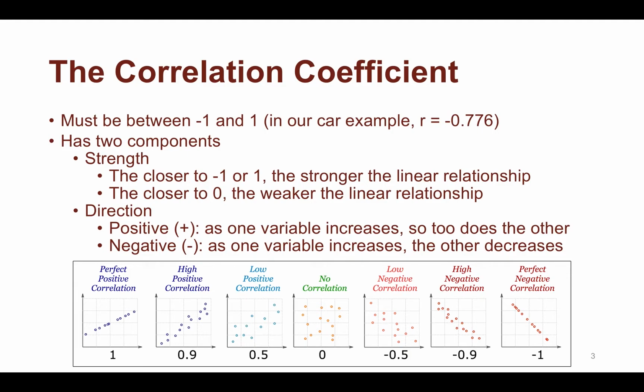At the bottom of the screen, you can see some examples of scatter plots, showing basically how the data would appear on a scatter plot for different levels of correlation, again, whether they're negative or positive.